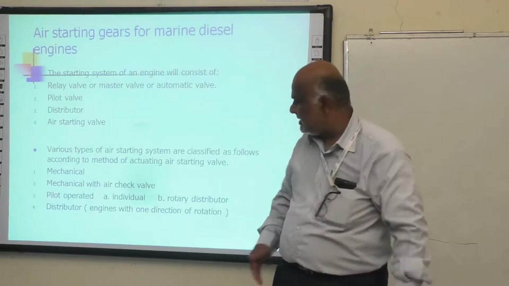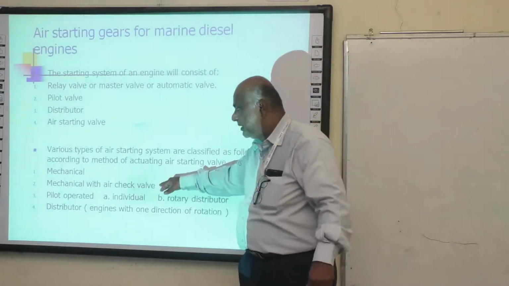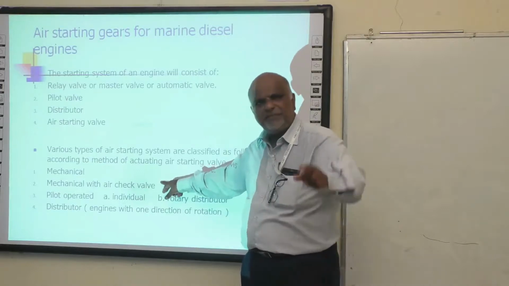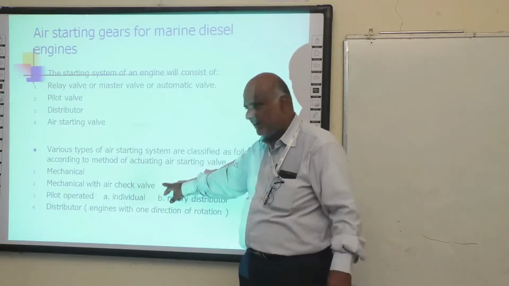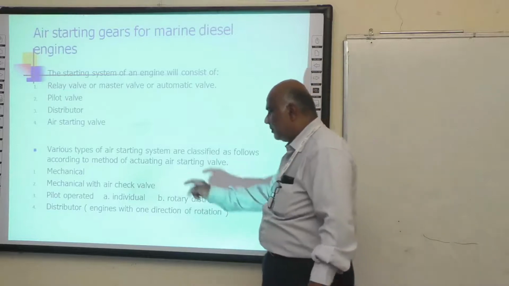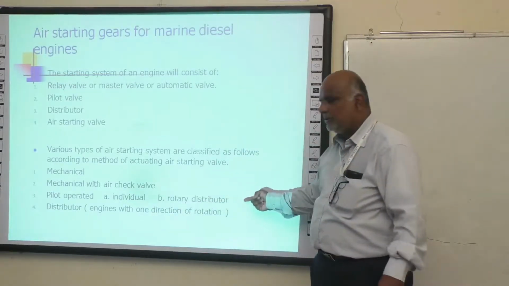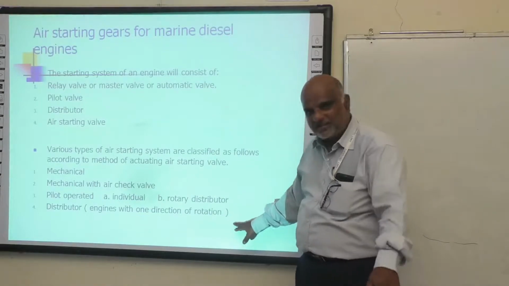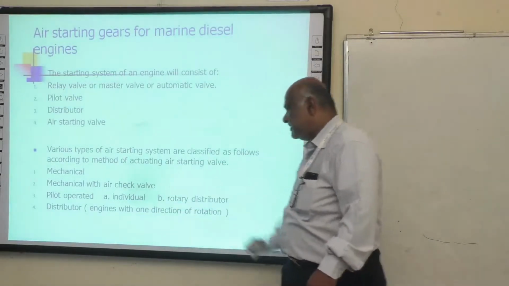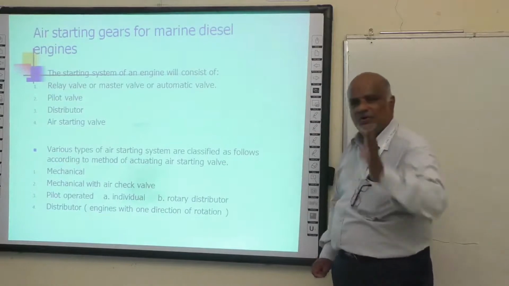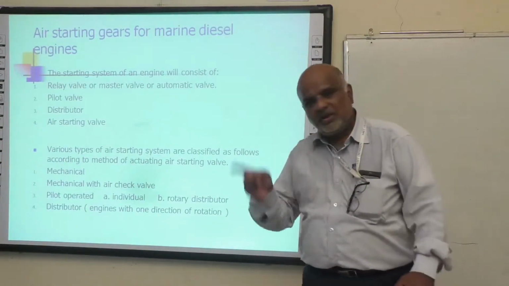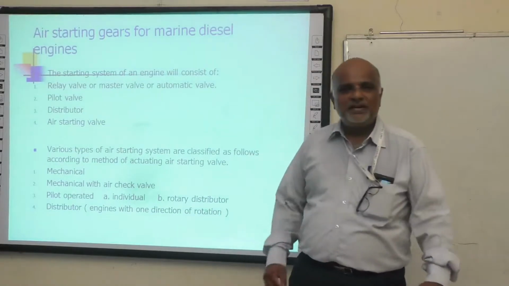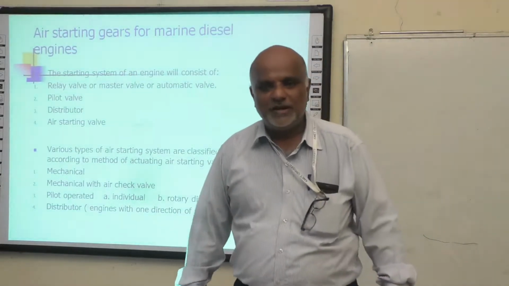To avoid that, they came up with a mechanism with air-check systems, air-check parts. Later they found even this was not that satisfactory. They came up with the pilot operated either individual or rotary distributor. And finally, I would say, at present, they have a distributor for an engine with one direction of rotation. They have equipment called distributor.